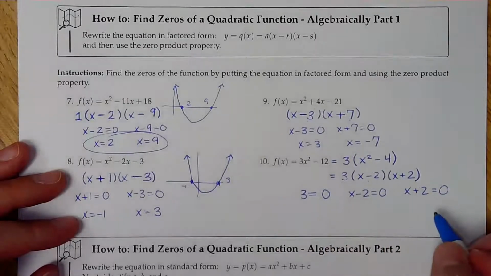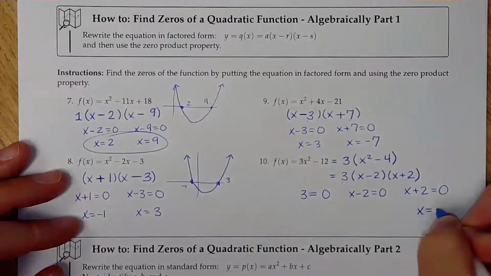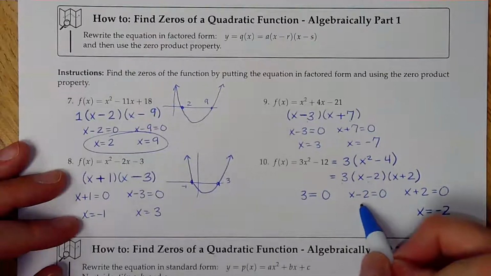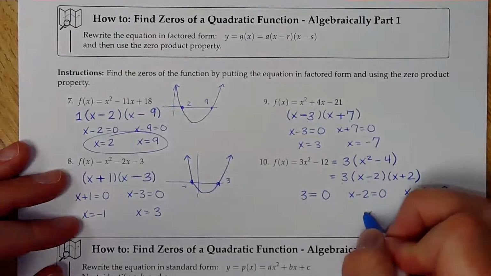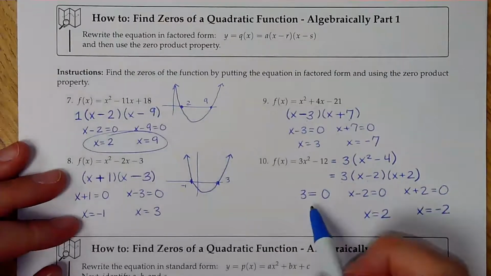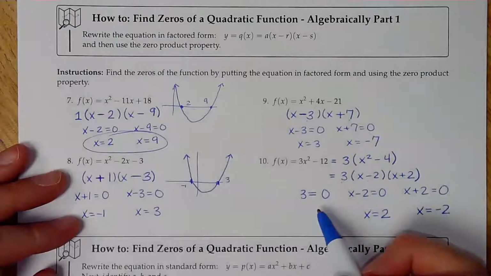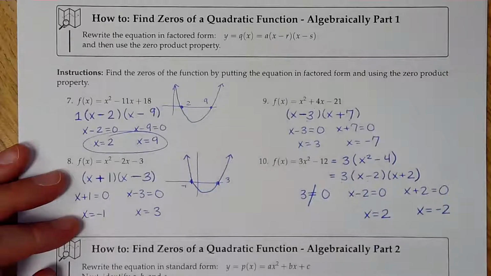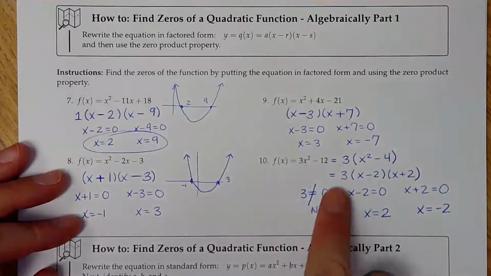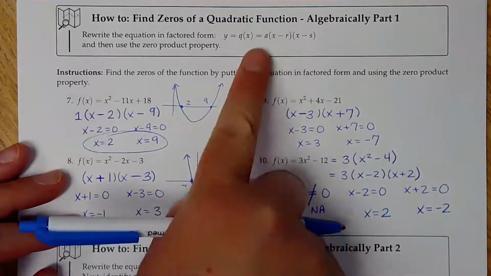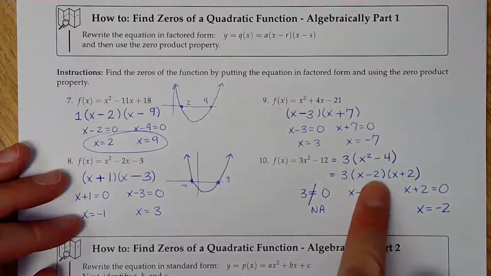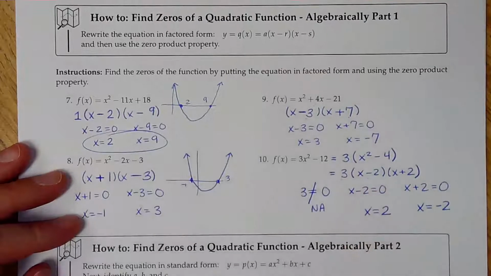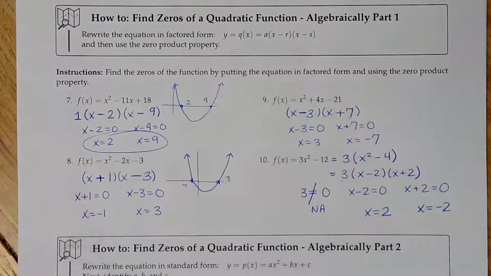Okay, so I'm going to start on this end first. So x plus 2 equals 0 gives me a zero of x is negative 2. And x minus 2 equals 0 gives me x equals 2. And then can 3 equal 0? Probably not. I think that's not okay. So I'm going to change that to a not equal to. And this part just doesn't apply. Okay, so actually, if we look at this form here, it turns out that our a is a 3, our r is this 2, and the s is the negative 2. All right, so that is our factored form.